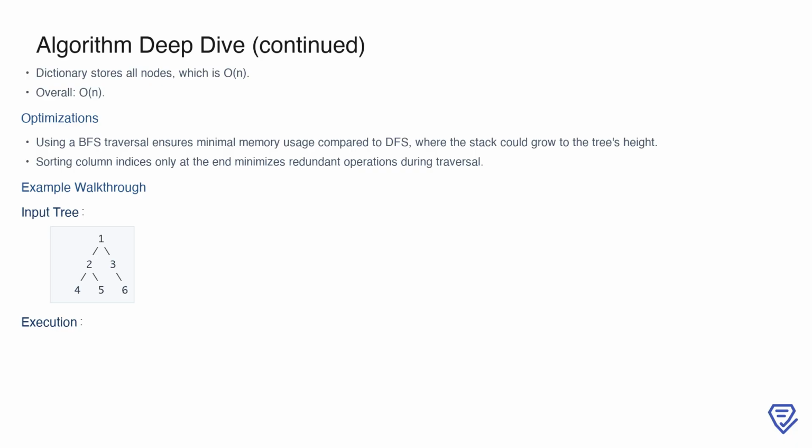To better understand this algorithm, let's consider a specific example. Imagine a binary tree where the root node is 1, with left and right children 2 and 3, respectively. Node 2 has children 4 and 5, while node 3 has a single right child, 6. This structure will guide us as we walk through the algorithm step by step, observing how nodes are grouped by their column indices during the BFS traversal.